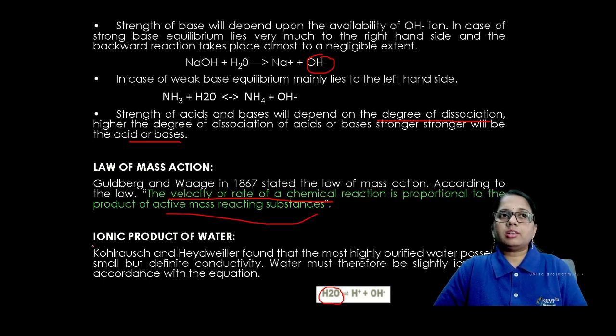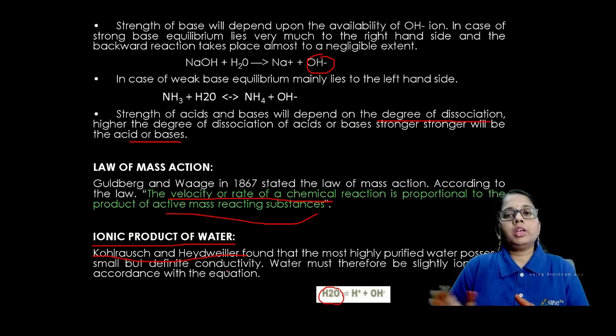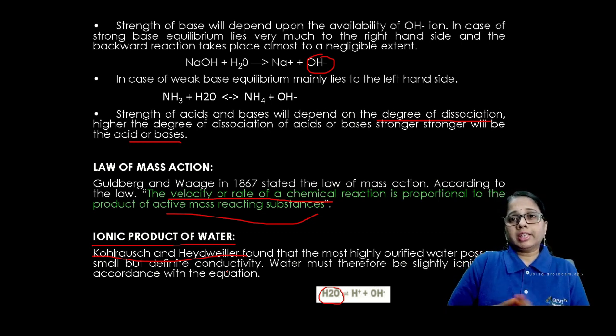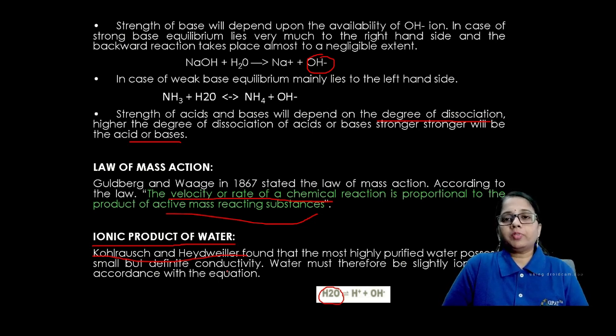If you see this ionic product of the water, these two are the scientists who found that the most highly purified water possesses a small but definite conductivity. We know that water is going to be of different types, like demineralized water, distilled water, tap water, and the water which is used for electrical appliances, that is acidic water. So different types of water will be there.